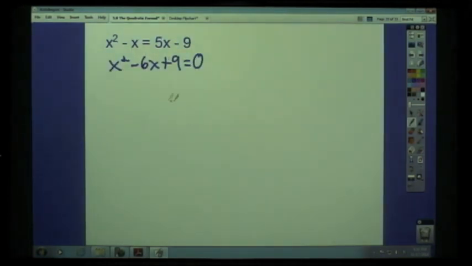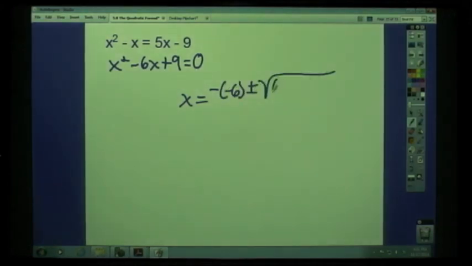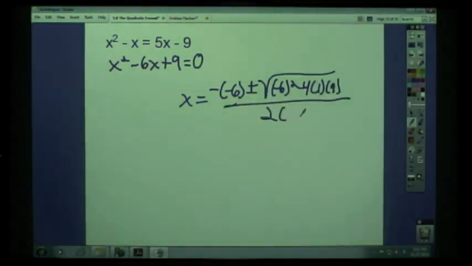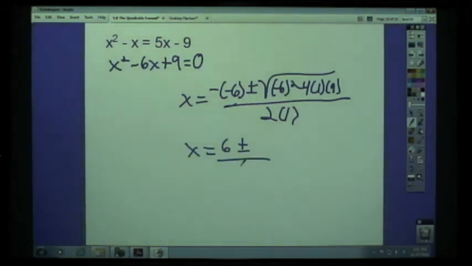Save some time on this one, I went ahead and set it equal to 0 for you. When you do the opposite of b plus or minus the square root of b squared minus 4 times a times c, all over 2 times a, you're going to get 6 plus or minus, 2 on the bottom. On the square root, you're going to have 6 squared, that's going to be 36, minus 36 over here, 4 times 1 times 9. That's 0.